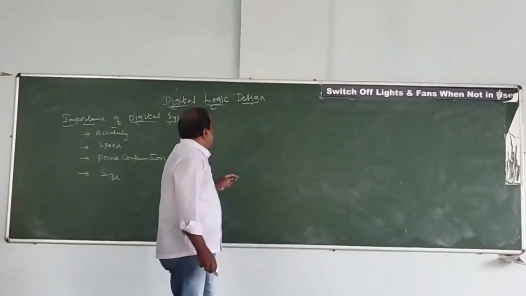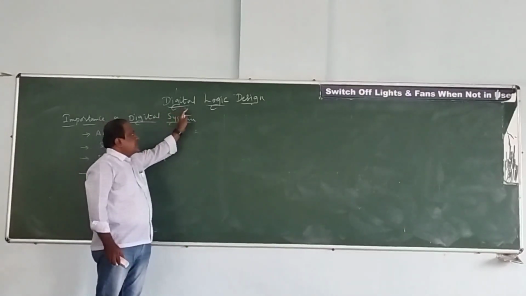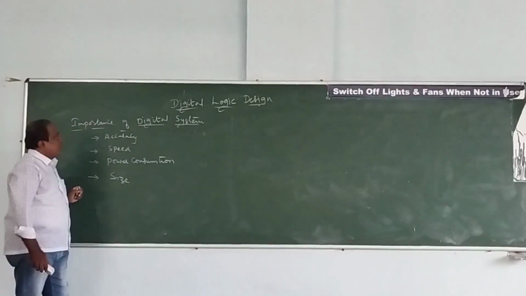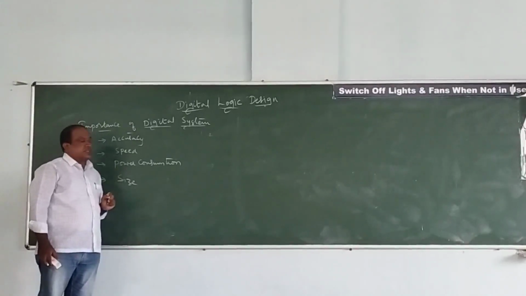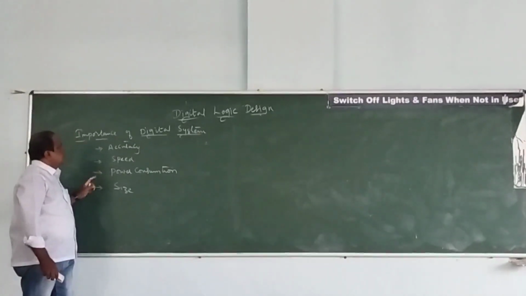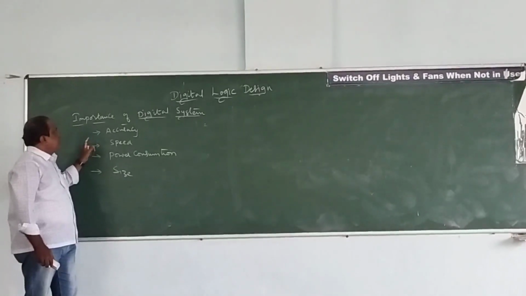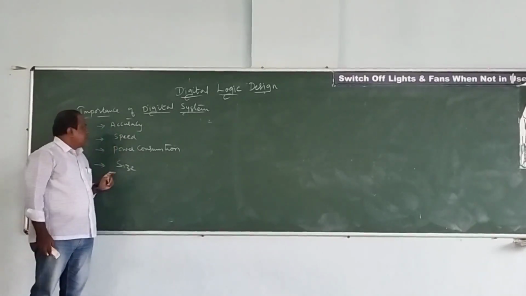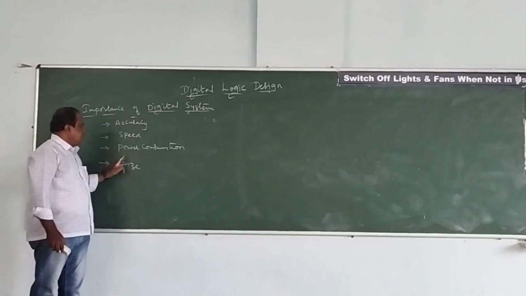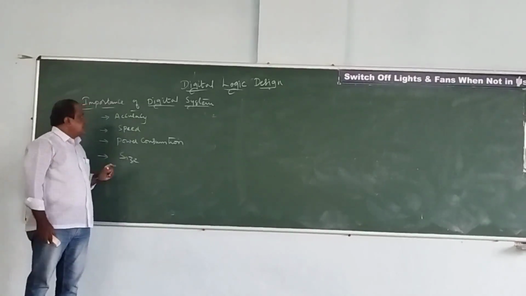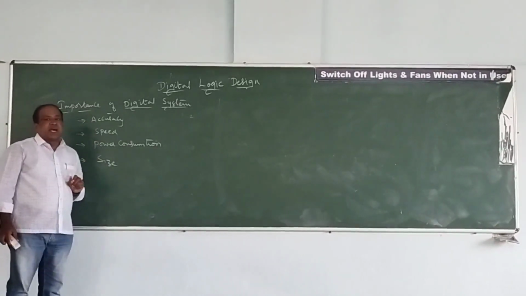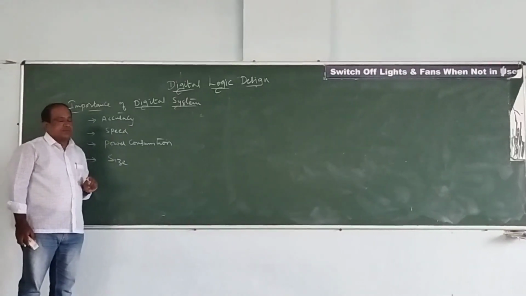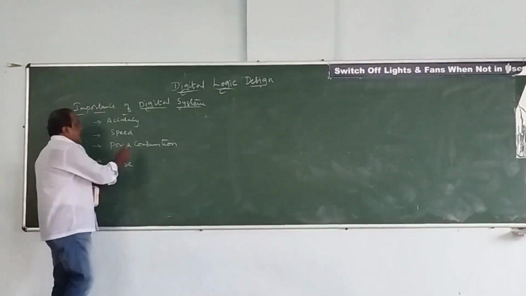Okay. So today, in the subject of digital logic design, we are going to study why we need to go for digital logic design. The importance of the digital system is accuracy, speed, power consumption, and size. These are the four important characteristics. So why we need to go for the digital systems? The first one is accuracy.